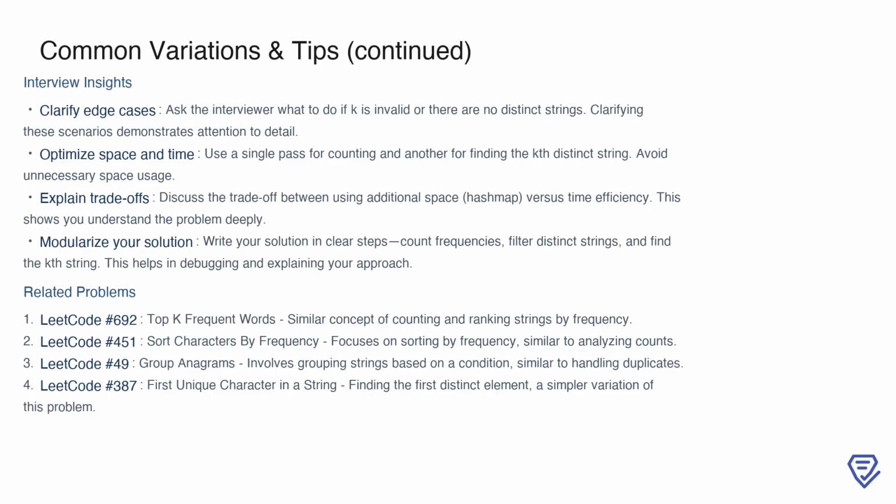Lastly, it can be helpful to connect this problem to related problems. For instance, LeetCode number 692 involves counting and ranking strings by frequency, while LeetCode number 387 focuses on finding the first unique character in a string, which is conceptually similar but simpler. Highlighting these connections can help you draw on prior knowledge and show the interviewer that you understand broader patterns.